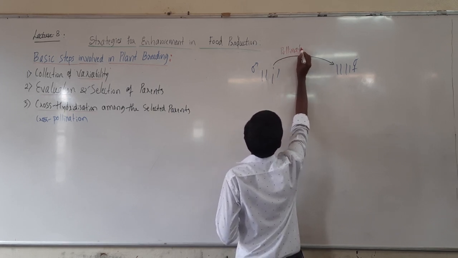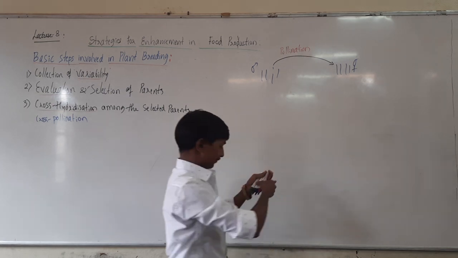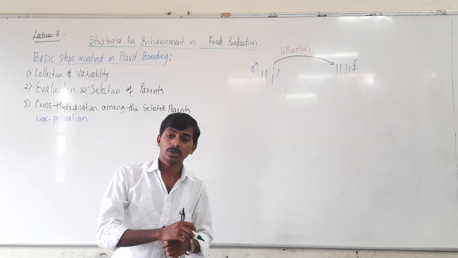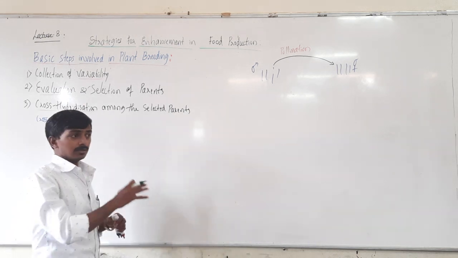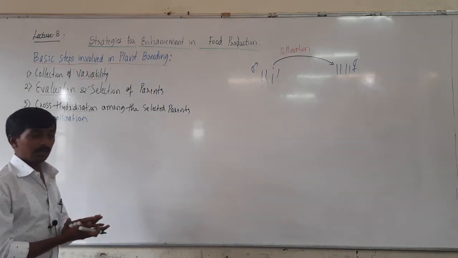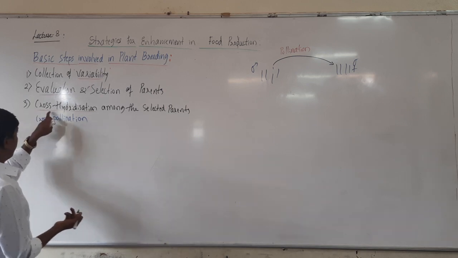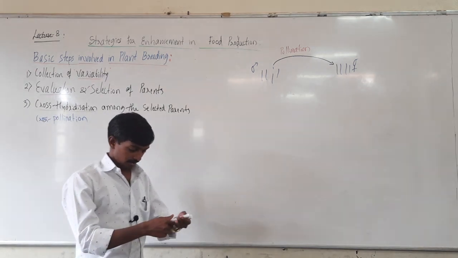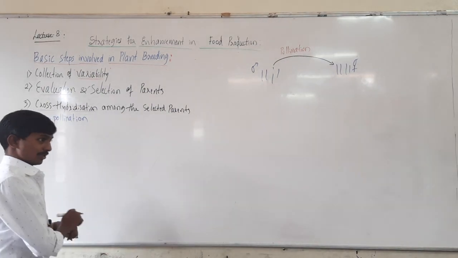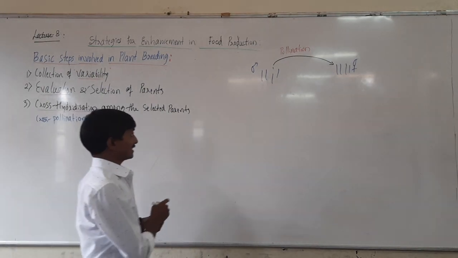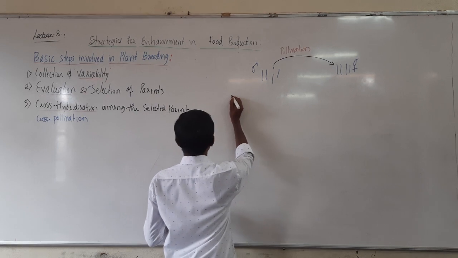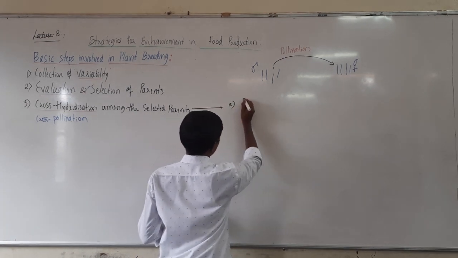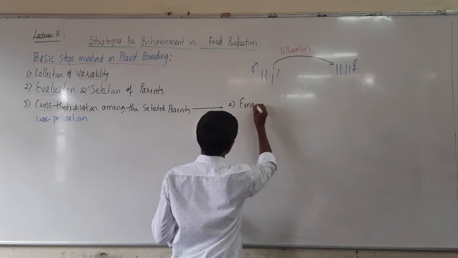Here we are performing the pollination by manual pollination. That is what we call cross hybridization. For that there is a procedure with some 4-5 steps. In that, the first step is emasculation.